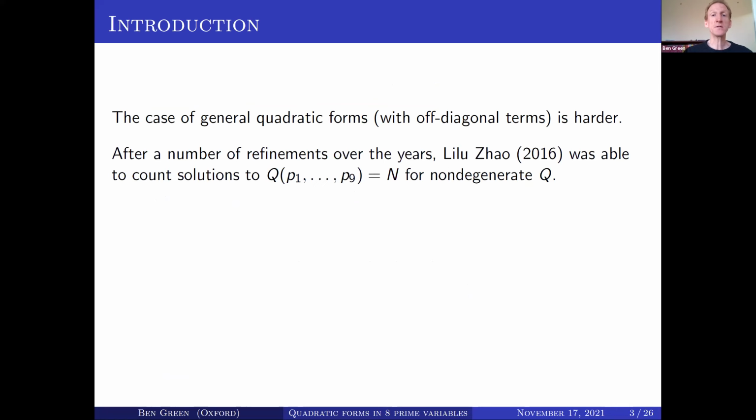And the state of the art until this work that I'm about to tell you about was this result of Lilu Zhao from 2016. He was able to count solutions to quadratic forms in 9 prime variables, at least if the form is non-degenerate. So if it's secretly a form in 8 or fewer variables, but you've just added a dummy 9th variable, obviously you can't expect to handle that. So for non-degenerate Q, he could count solutions.